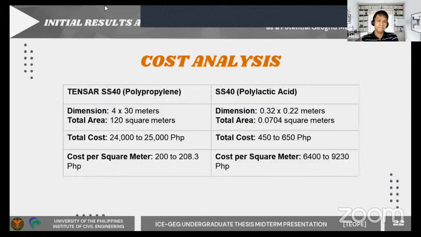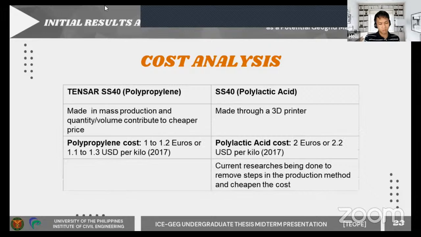Next is a cost analysis where the Tensar SS40 polypropylene geogrid is compared to the polylactic acid geogrid. A direct cost analysis was done which compared the market cost of the Tensar SS40 geogrid to the production cost of the SS40 polylactic acid geogrid done in the study. As seen, the PLA geogrid is significantly higher in terms of cost compared to the polypropylene geogrid, and this is attributed to the material cost and the production method.